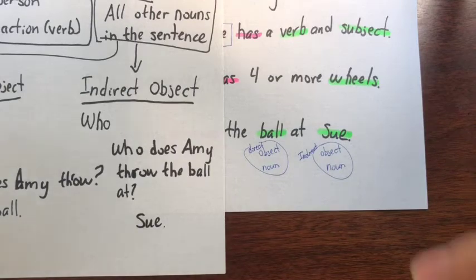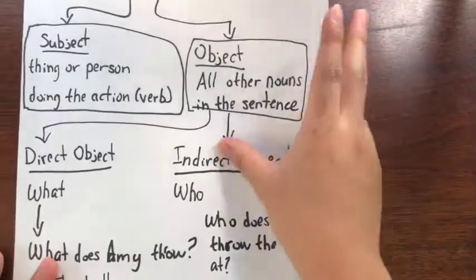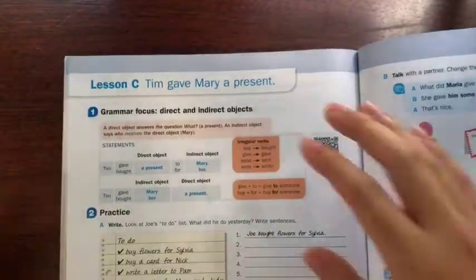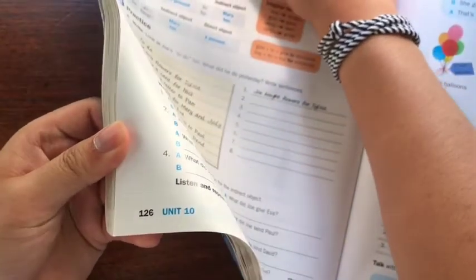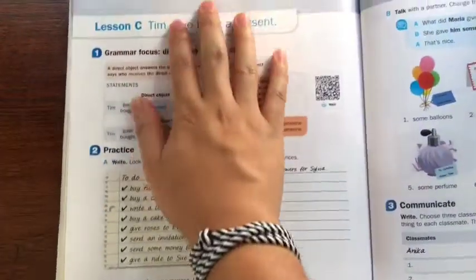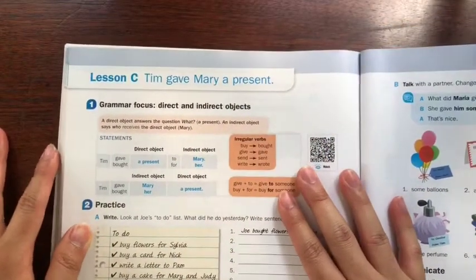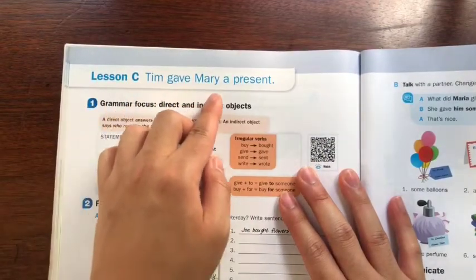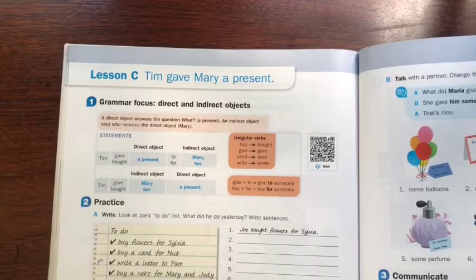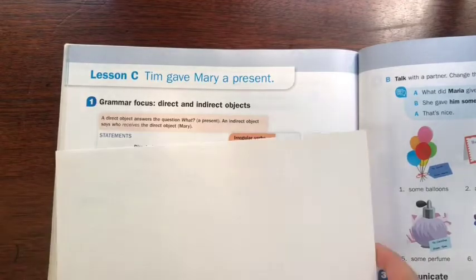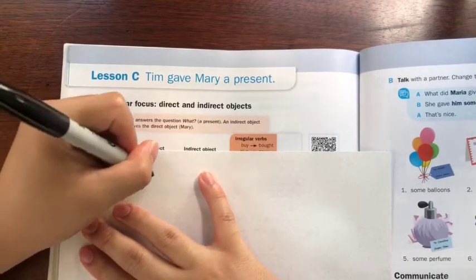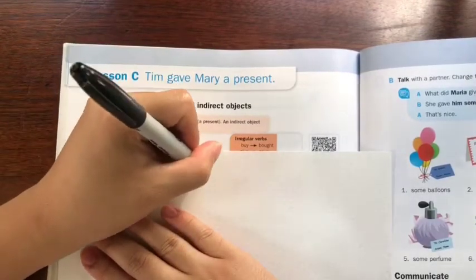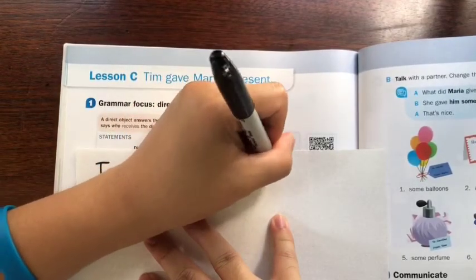So I know this is confusing. I don't really know why it's in the book, but if it's in the book, you need to know it. So let's look in the book. Lesson C. Lesson C is on page 126. So here's another sentence. Tim gave Mary a present.